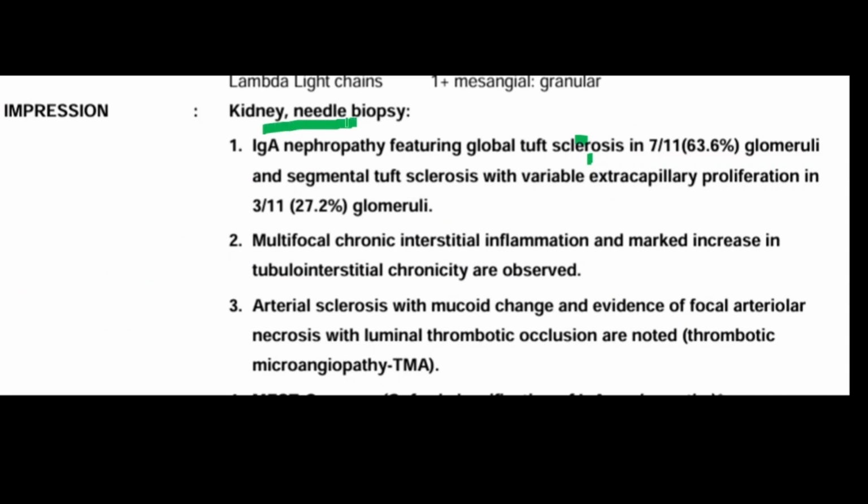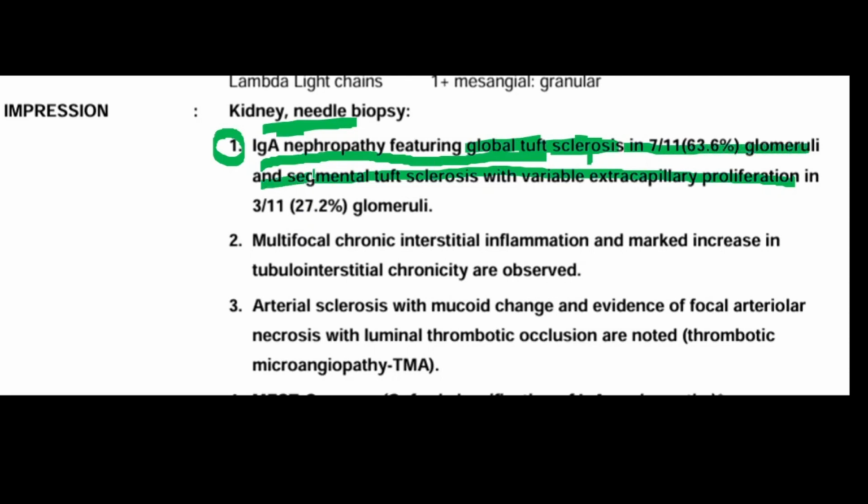Look at the impression. See what diagnosis has been given. It is IgA nephropathy featuring this. You leave it, you will get confused. Nothing but glomerular sclerosis in 7 out of 11 glomeruli. So IgA nephropathy featuring, they want to bring the important information here.